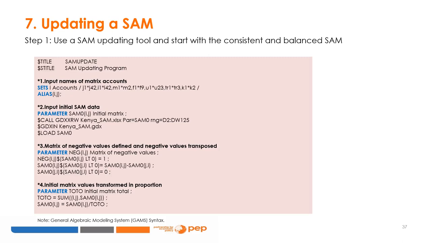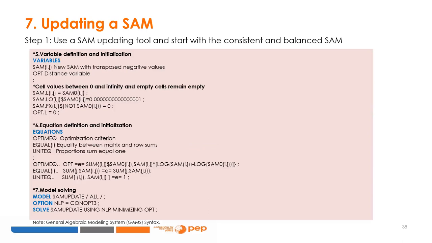First, input the label of the matrix accounts, industries from J1 to J42, commodities from C1 to C42, margins M1 and M2, factors F1 to F9, institutions U1 to U23, taxes and transfers TR1 to TR3, and accumulation K1 and K2. Second, the initial SAM, for instance the Kenya SAM, is imported using the GAMS Data Exchange, GDX, facility. Third, the matrix of negative values is defined and negative values are exposed. Fourth, the SAM initial values are transformed in proportion, for instance, between 0 and 1 by dividing each value by the matrix total, TOT. The matrix total is computed first.